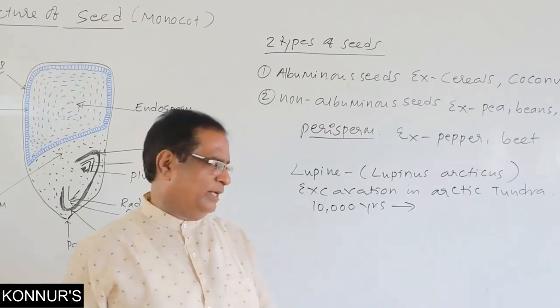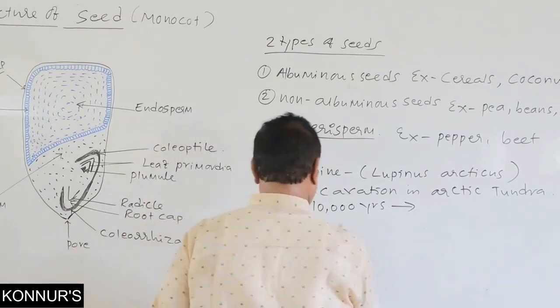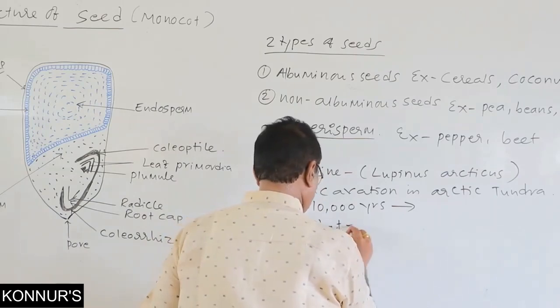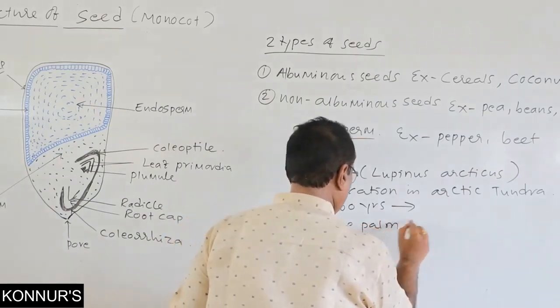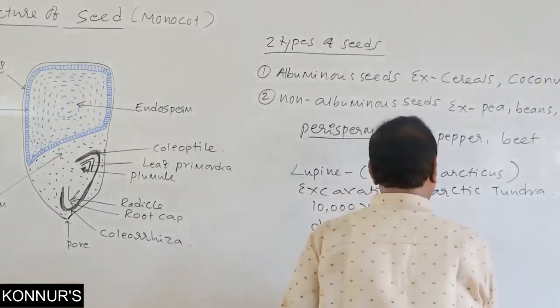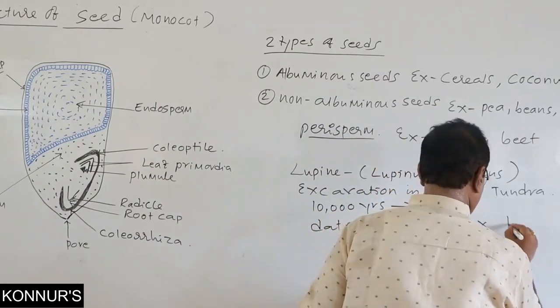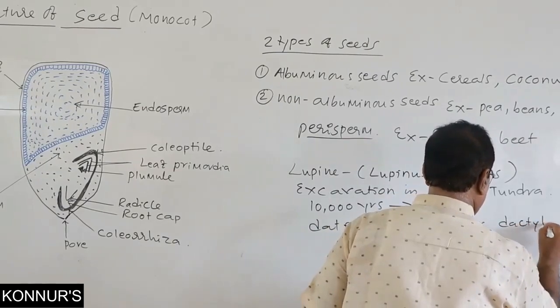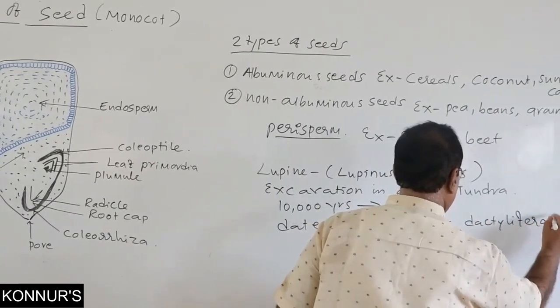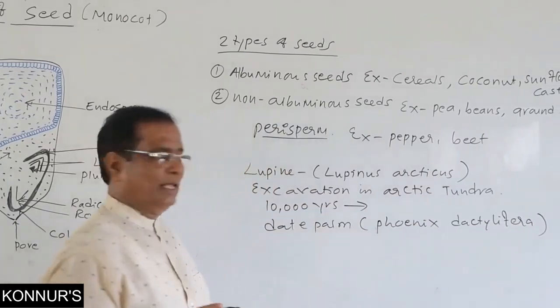And one more example is there, that is date palm. Its botanical name is Phoenix dactylifera. Phoenix dactylifera.